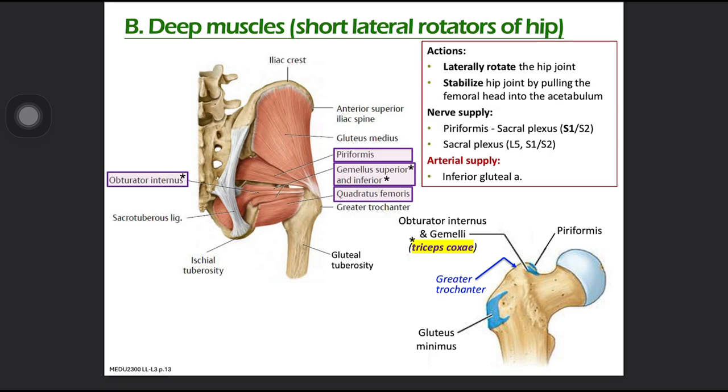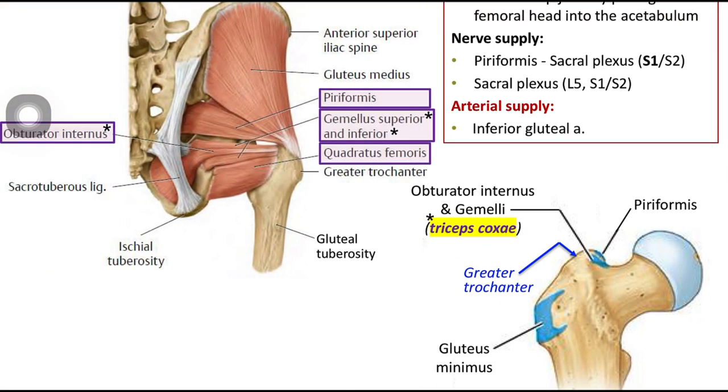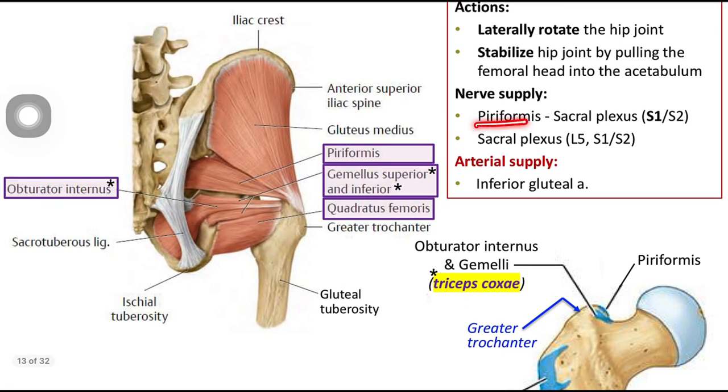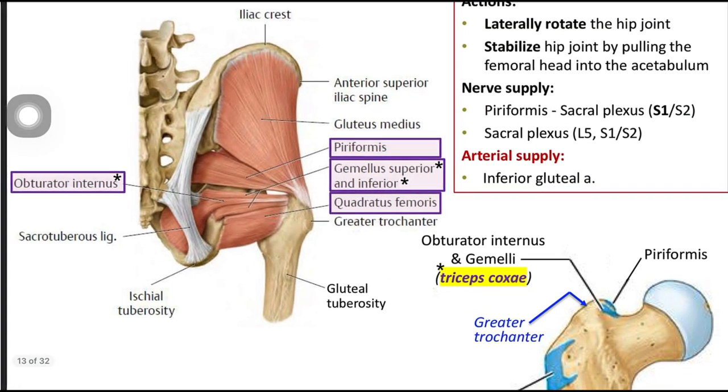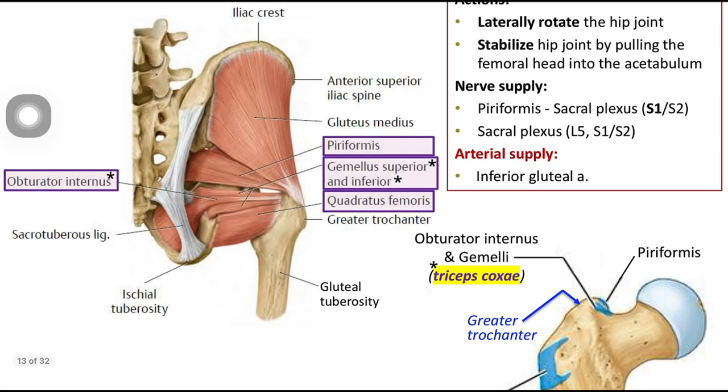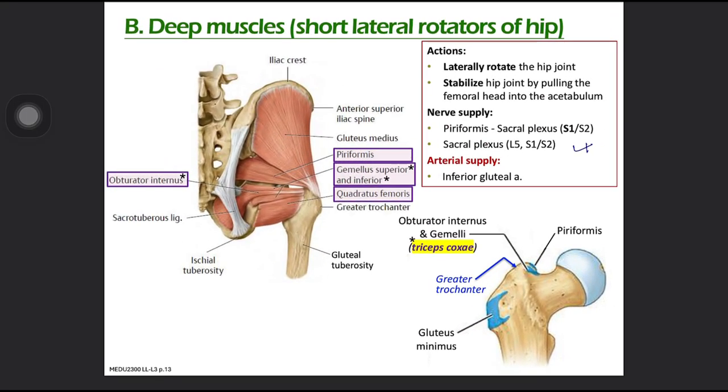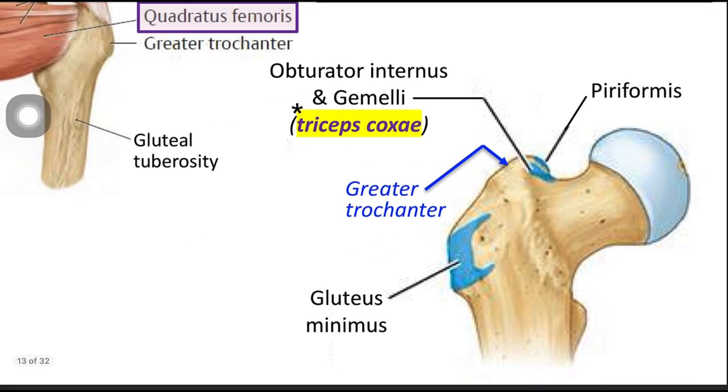What's more, they are all supplied by, okay, for the piriformis, it is supplied by the sacral plexus, and for the rest, they are through the sacral plexus from the S5, S1, or S2. So this one, it's just for your information, okay? So they are all supplied by the inferior gluteal nerve. Just for a name, you may see this name in some textbook.